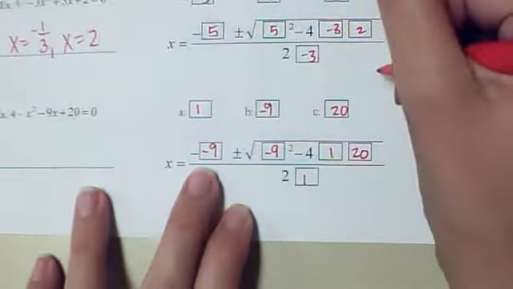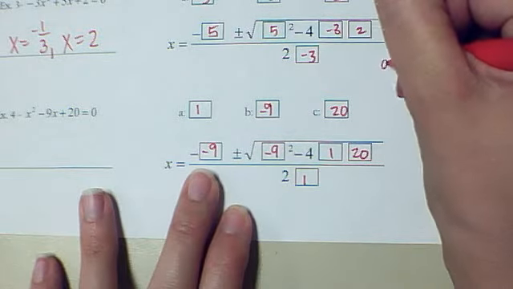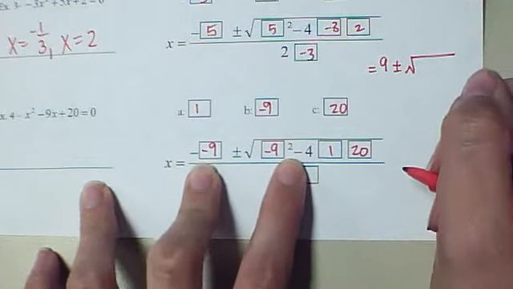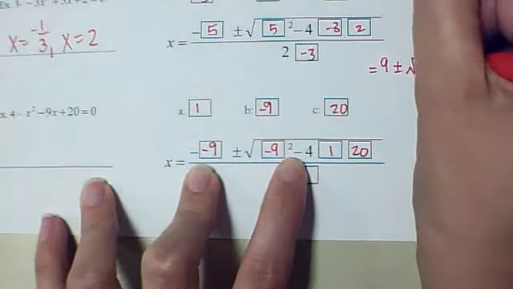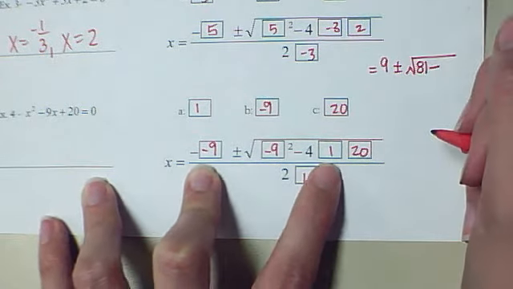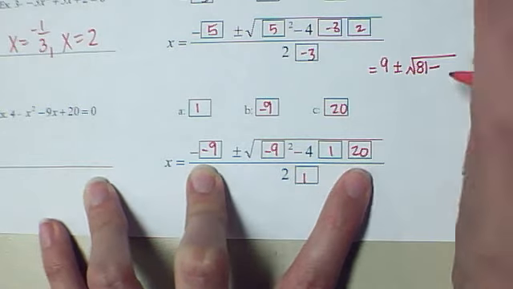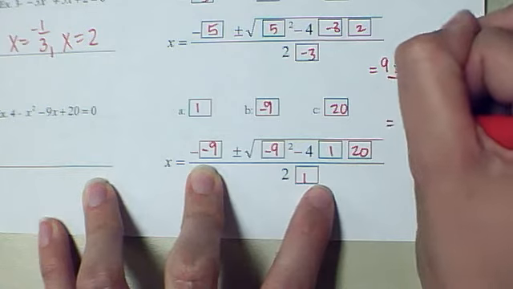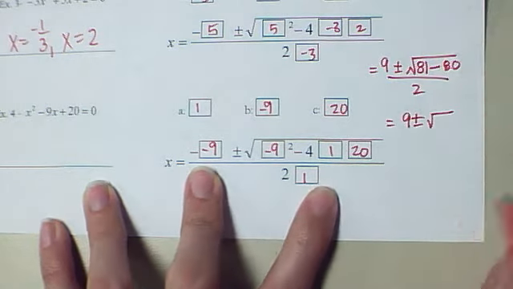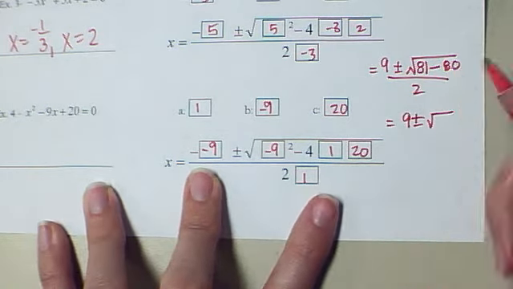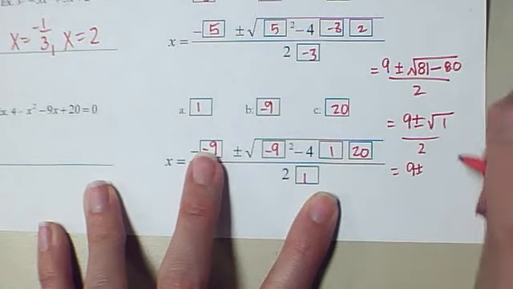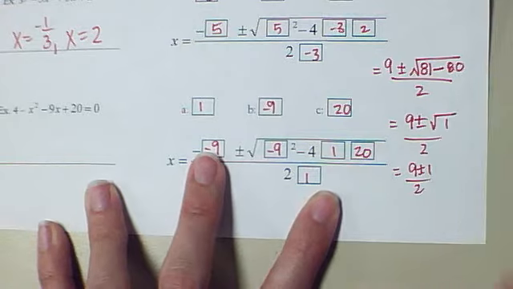Let's work it out. Negative negative 9 makes 9 plus or minus the square root. Negative 9 squared, any number squared is a positive, so that's 81. Minus 4 times 1 is 4, times 20 is 80. All over 2 times 1 is 2. Continue on. 9 plus or minus the square root of, now 81 minus 80 is 1, all over 2. 9 plus or minus the square root of 1, which is just 1, over 2.